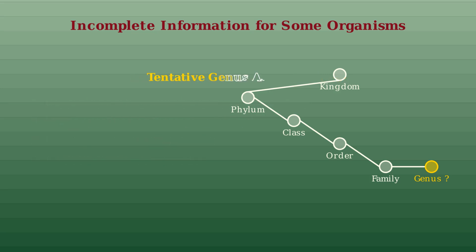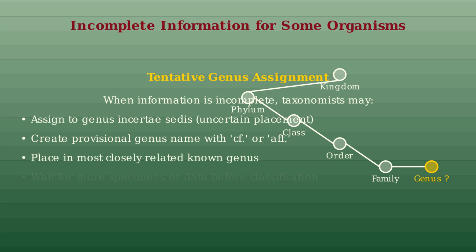With incomplete information, taxonomists have several approaches. They may assign an organism to genus incertae sedis, indicating uncertain placement. They might use provisional qualifiers like cf. or aff. before genus names. Sometimes they place the organism in the most closely related known genus as a conservative approach, or they may simply wait for more specimens or data before making a formal classification.